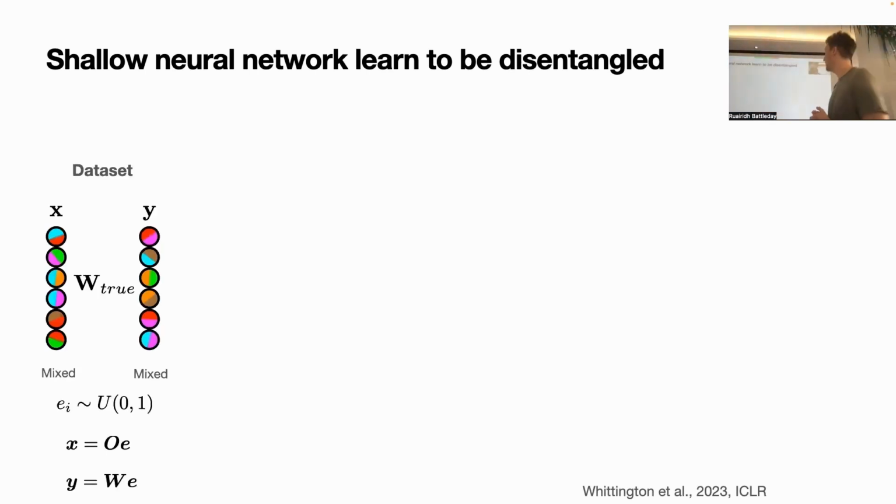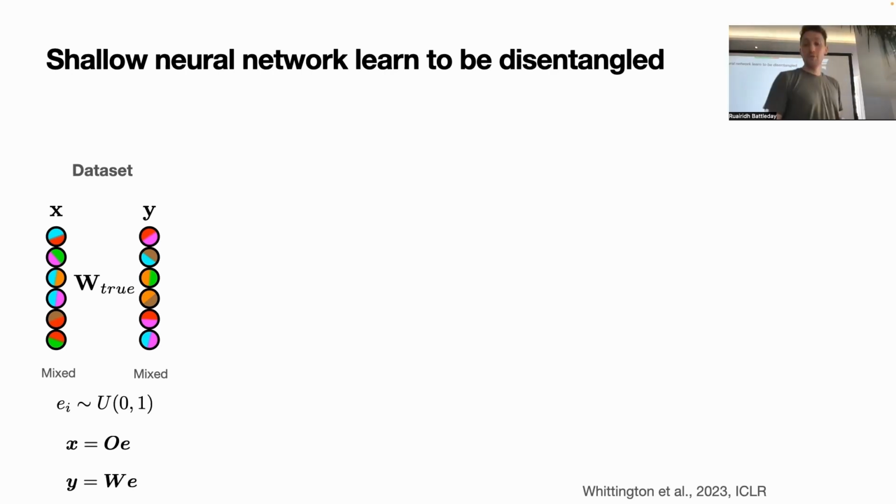We're going to take some input and output data, some X data and some Y data. X and Y are really scrambles of these independent variables. I try to visualize that by each neuron having multiple colors, so each neuron cares about multiple things. But there really is some true mapping between X and Y.